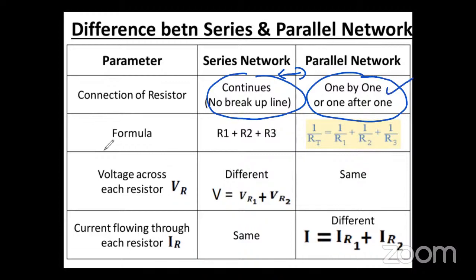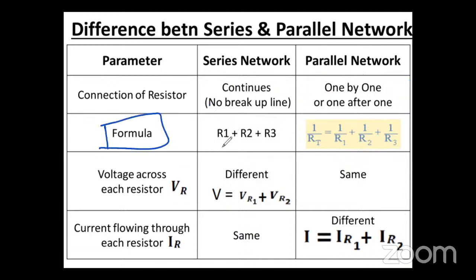Okay, what is the formula of total resistance? The total resistance is, in series, RT equals R1 plus R2 plus R3, and यहाँ पे क्या आएगा, 1 by RT is equal to 1 upon R1 plus 1 upon R2 plus 1 upon R3. This is the basic formula.